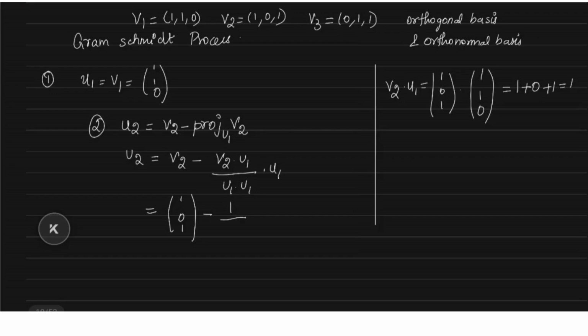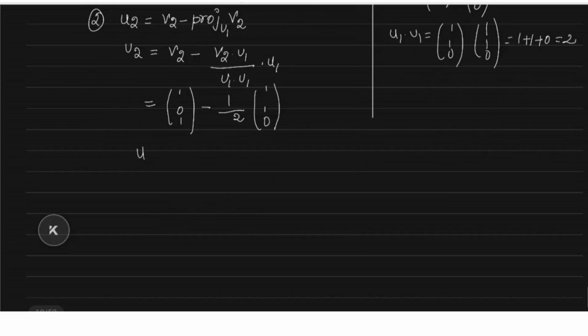Next, for the denominator, we need u1 dot u1, which is (1, 1, 0) dot (1, 1, 0). The dot product is 1 plus 1, which is equal to 2. So the fraction is 1 by 2, and u1 is (1, 1, 0). So u2 is (1, 0, 1) minus (1/2, 1/2, 0). Then 1 minus half is half, 0 minus half is minus half, and 1 minus 0 is 1. So this is your u2.